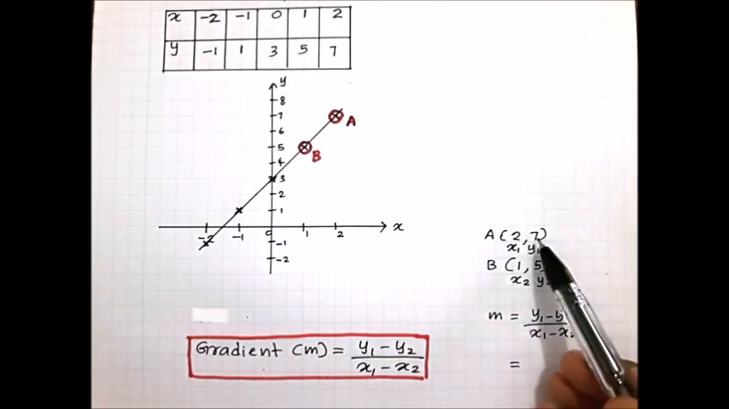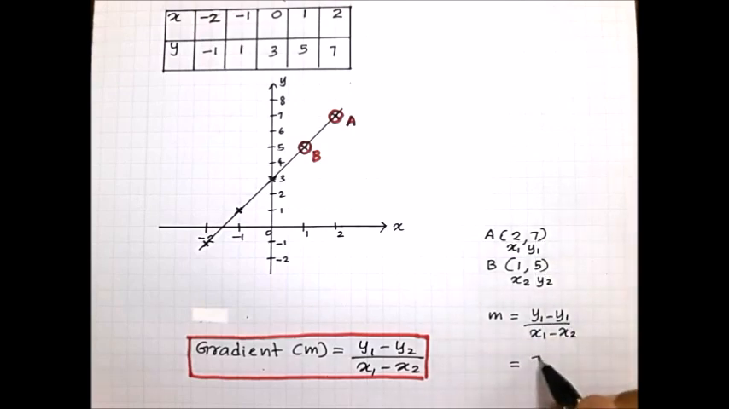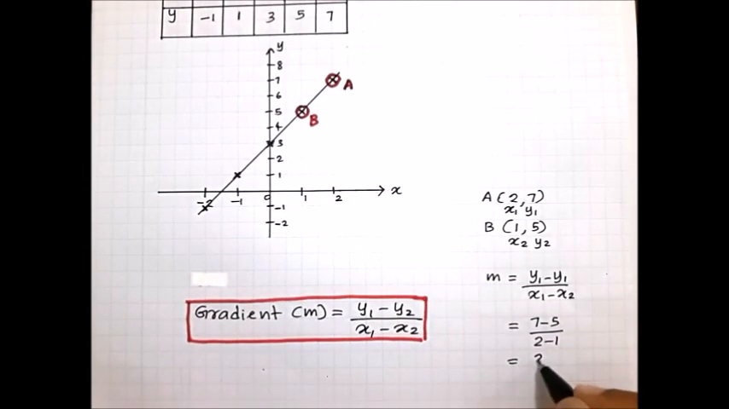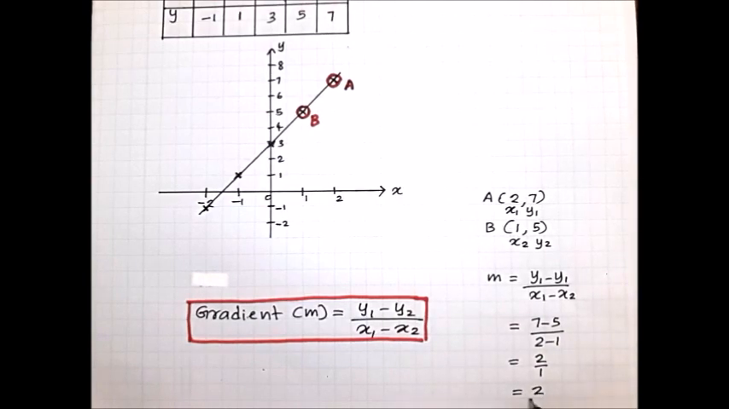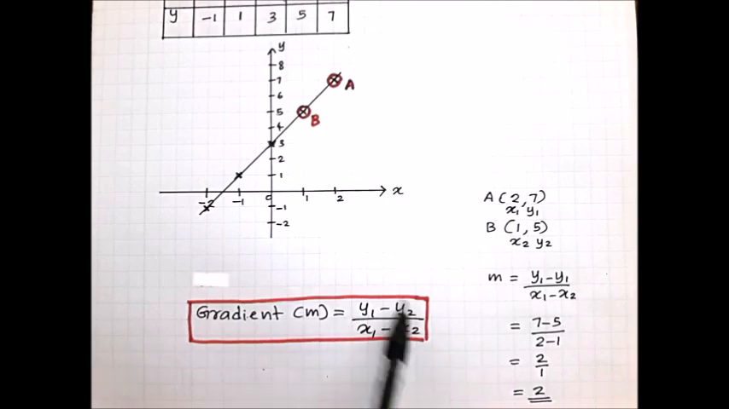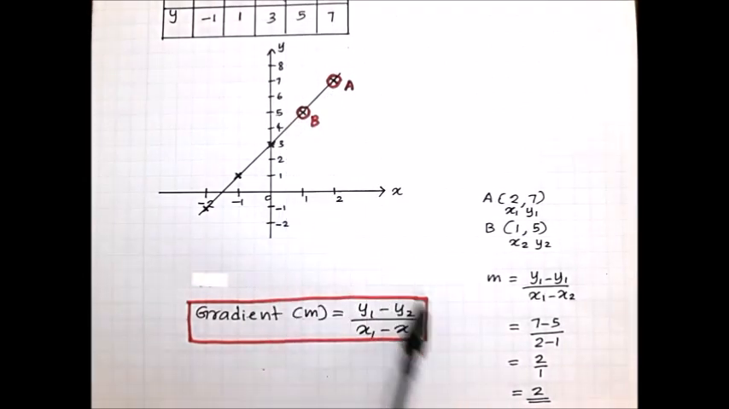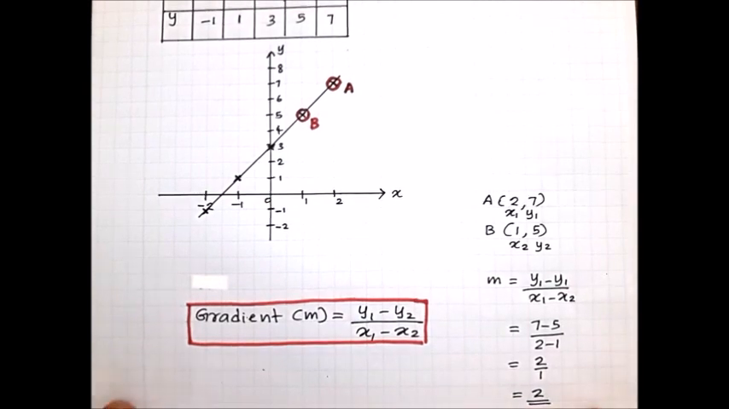Here y1 is 7, y2 is 5, 7 minus 5. x1 is 2, x2 is 1, 2 minus 1. 7 minus 5 is 2, 2 minus 1 is 1. 2 divided by 1 is 2. Now using this formula and taking the coordinates of these 2 points, you obtain the gradient as 2.